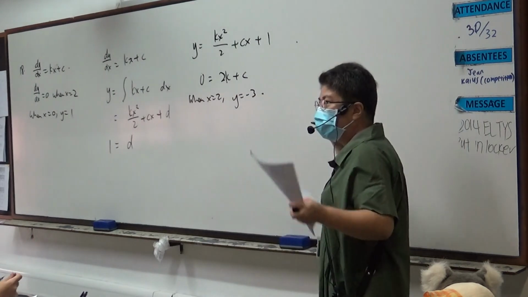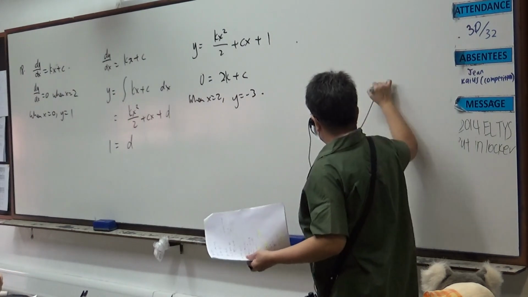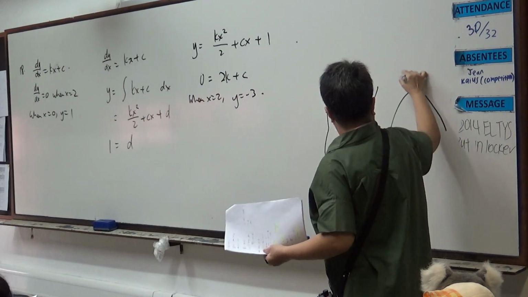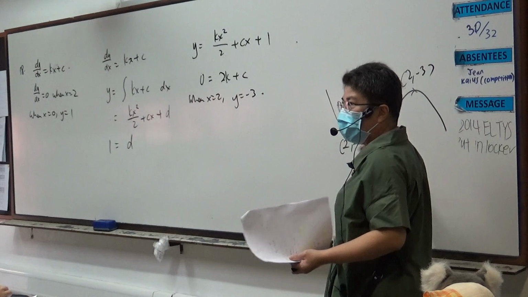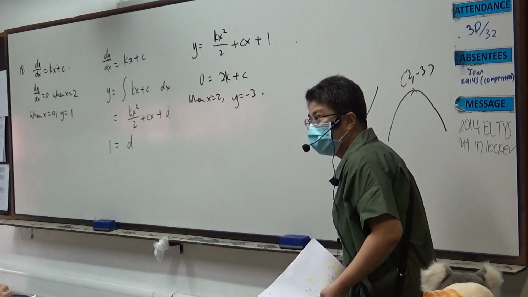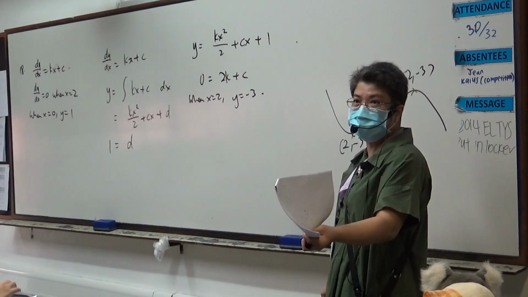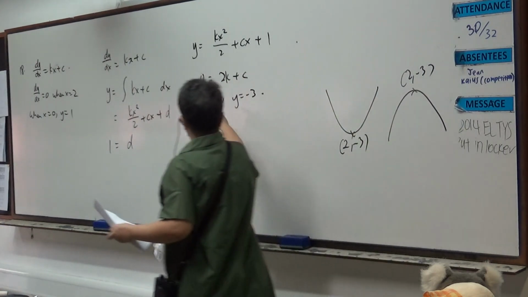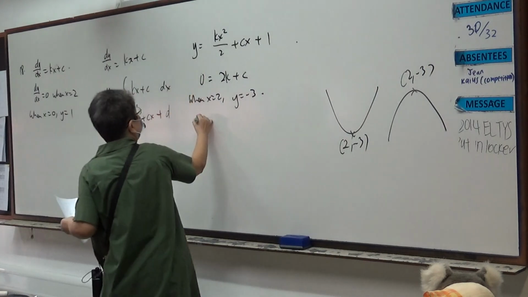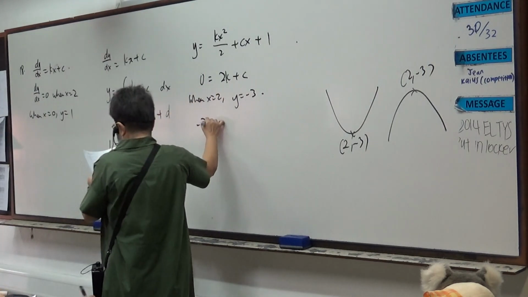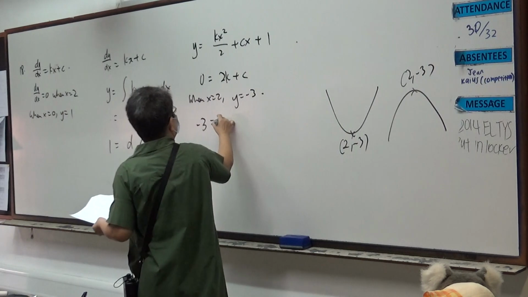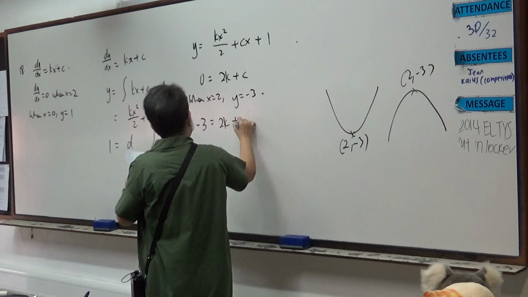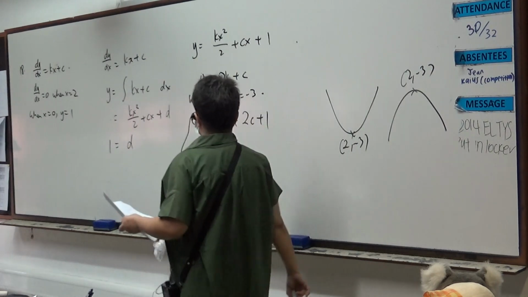Okay, repeat. The curve has a stationary point at 2, -3. So it can be here or it can be here, right? And the curve must pass through this point. Agree? The stationary point must pass, the curve must pass through the stationary point. So whether it is a maximum or minimum point. Okay, so I plug in to here. So what do we have? -3 equals, I plug in 2, so it's 4, so 2k plus 2c plus 1, right?